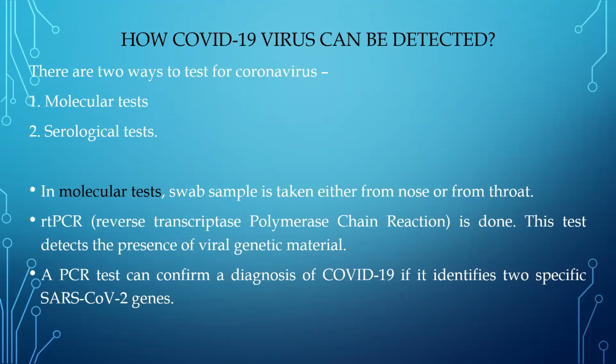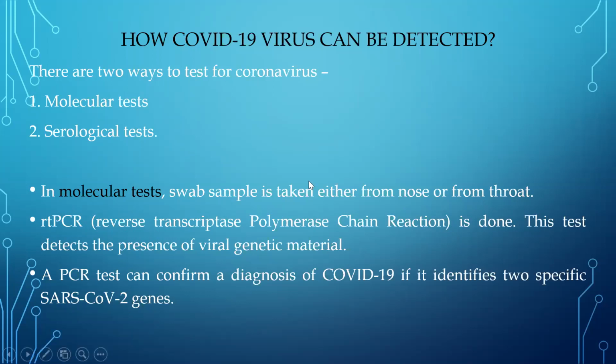Okay, so we can use the term suspected individual. After that, we go for reverse transcriptase polymerase chain reaction. This is a very complex technique which I'm not going to explain now. Anyway, we take the sample and go for RT-PCR, and this particular test is going to detect the presence of the viral genetic material. Did you understand? And if they identify two specific SARS-CoV-2 genes, then that means it is a positive case.